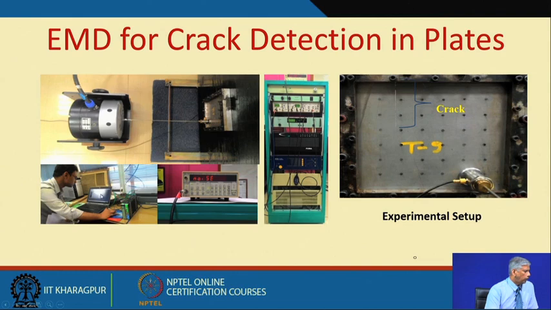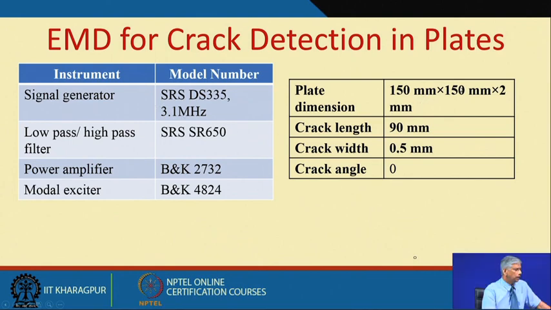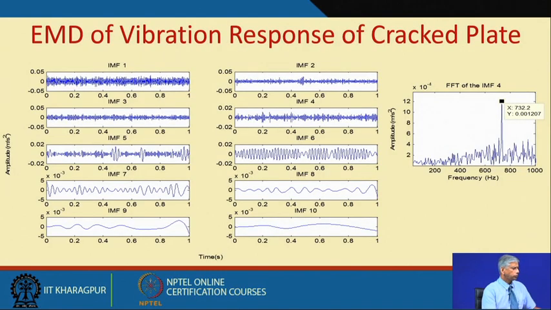And this is the dual channel FFT. This is a multiple channel FFT analyzer, but this has been used to measure the mobility function of the system. So, for these signals we did an EMD. The plate has dimensions of 2 mm thickness, 90 mm crack length, 0.5 mm crack width, and these are some of the instruments which we used to find out the crack.